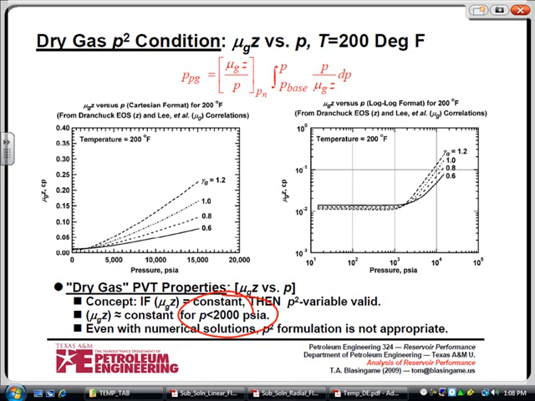Because using the pressure squared equation is always going to be advantageous for predicting deliverability. So even though it's wrong and over-predicts, as long as everybody's using the same method, even though it's wrong, it's still okay.